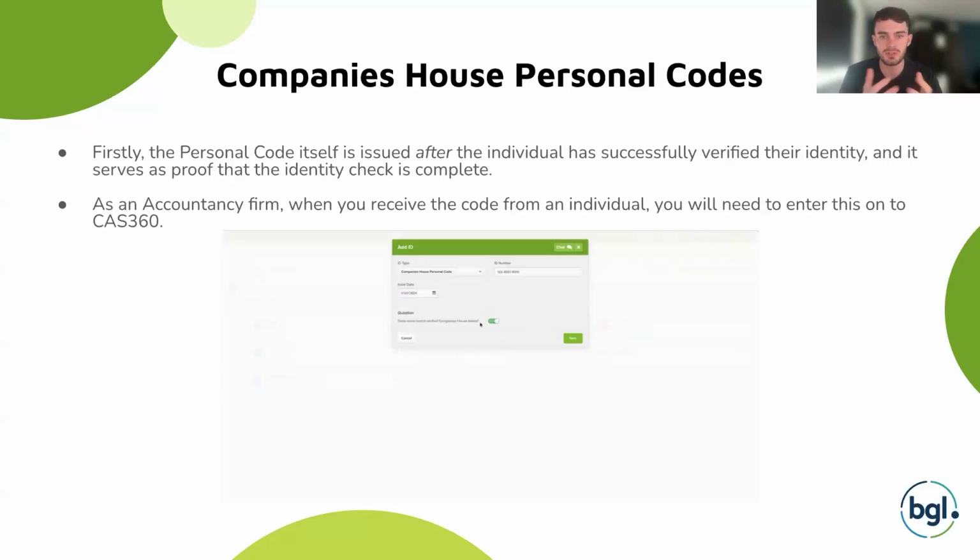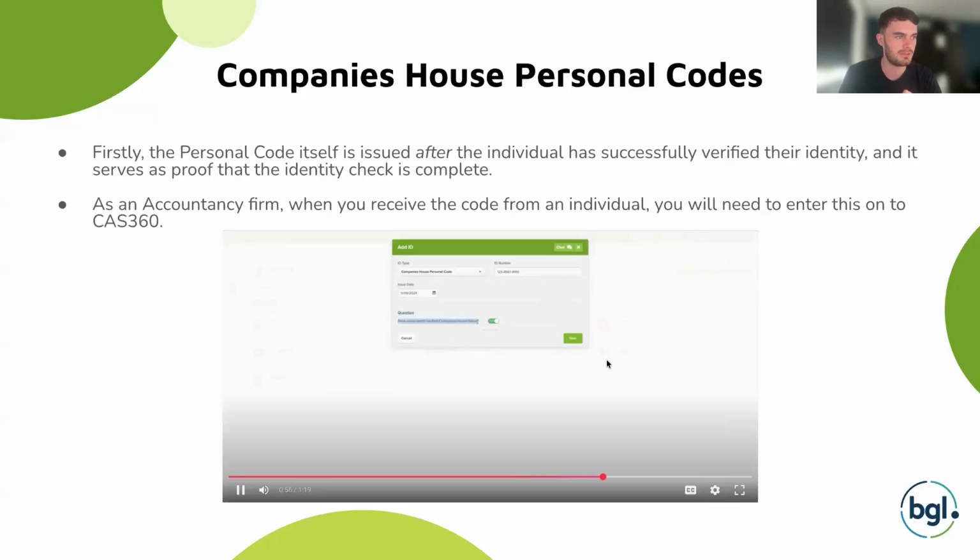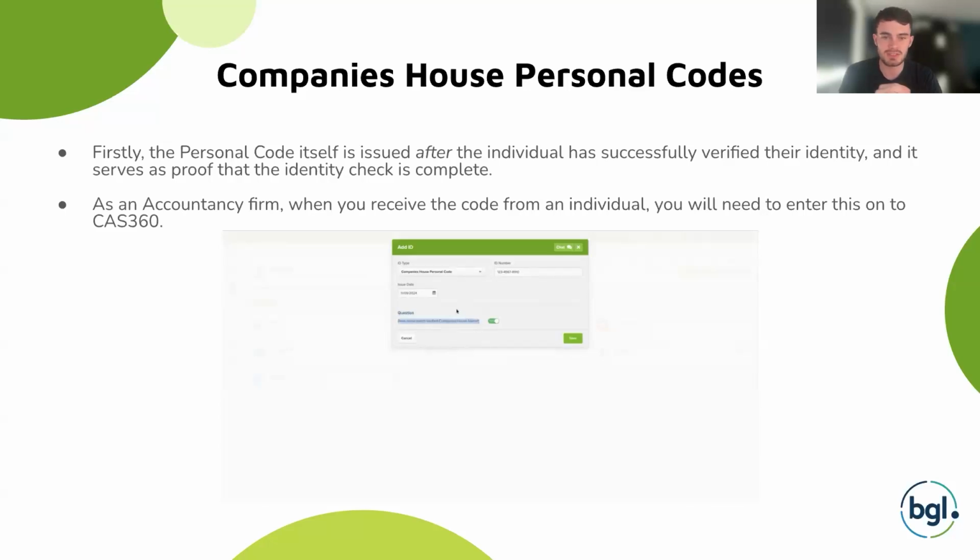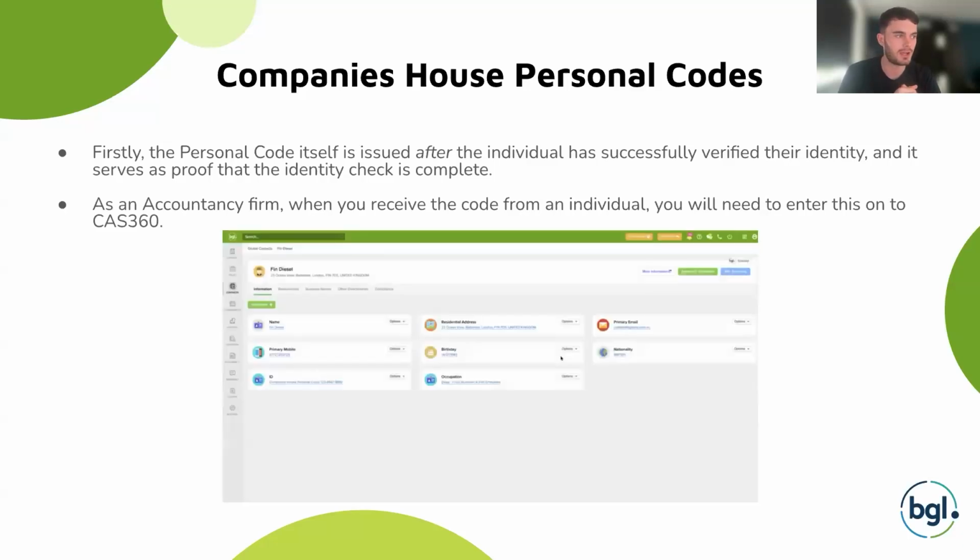The question at the bottom is a new piece we've added this month. Does the name match the verified Companies House name? This essentially means, does the name on CAS 360 match the name that is held on Companies House? If yes, turn it on. If no, obviously turn it off, and that will help us in the ID verification process a bit later on as well. You then click save, and that code is stored against that individual on CAS 360.